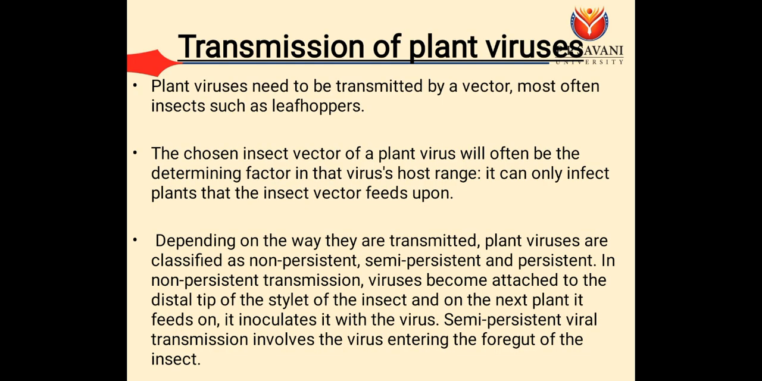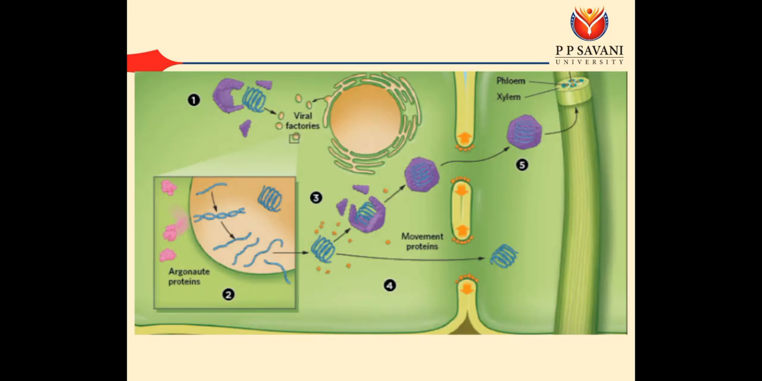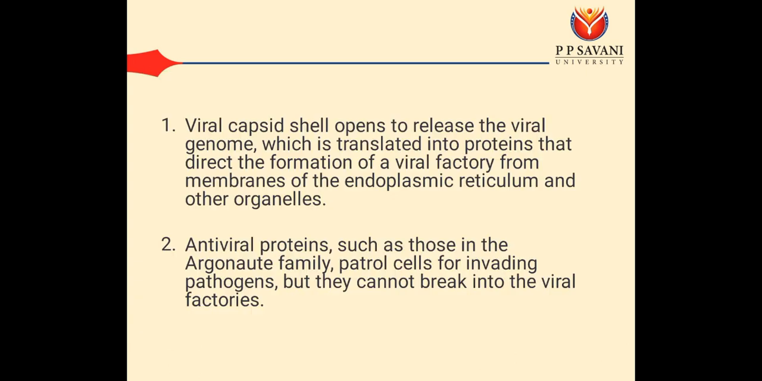Transmission of plant viruses: plant viruses need to be transmitted by a vector, most often insects such as leafhoppers. The chosen insect vector of the plant virus will often be a determining factor in that virus's host range. It can only infect plants that the insect vector feeds upon. And this is a diagram of how viruses attack plants.